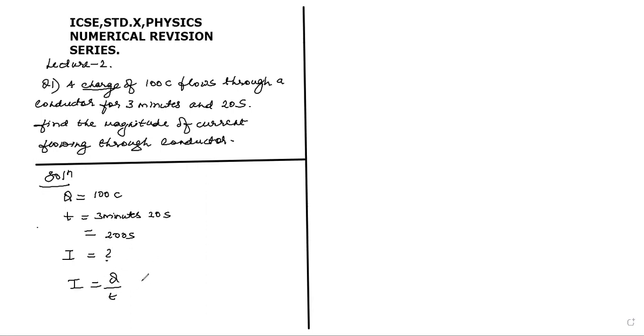Got it? So now we can substitute the values, children. I is equal to Q, which is 100 coulombs, upon T, which is 200 seconds. So I get I is equal to 100 upon 200, which is 0.5. This coulomb per second is nothing but ampere. So current is, therefore, I is equal to 0.5 ampere.